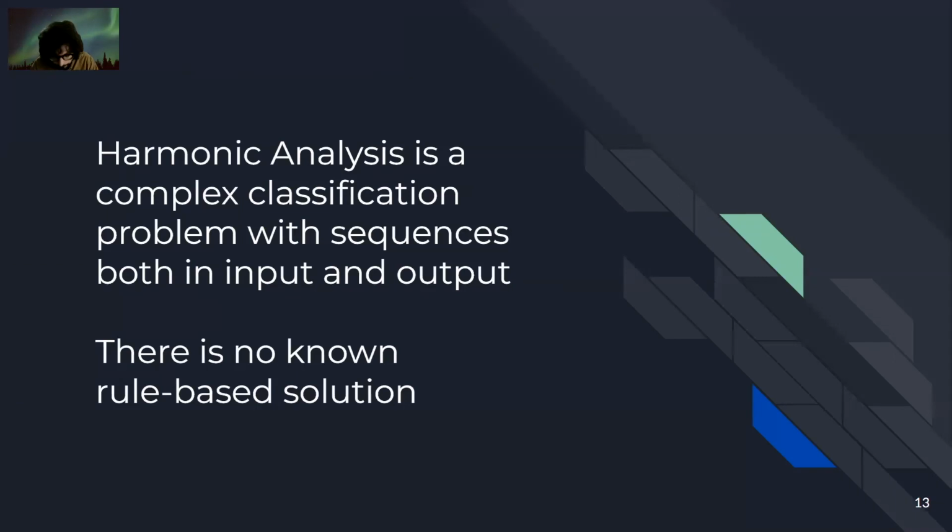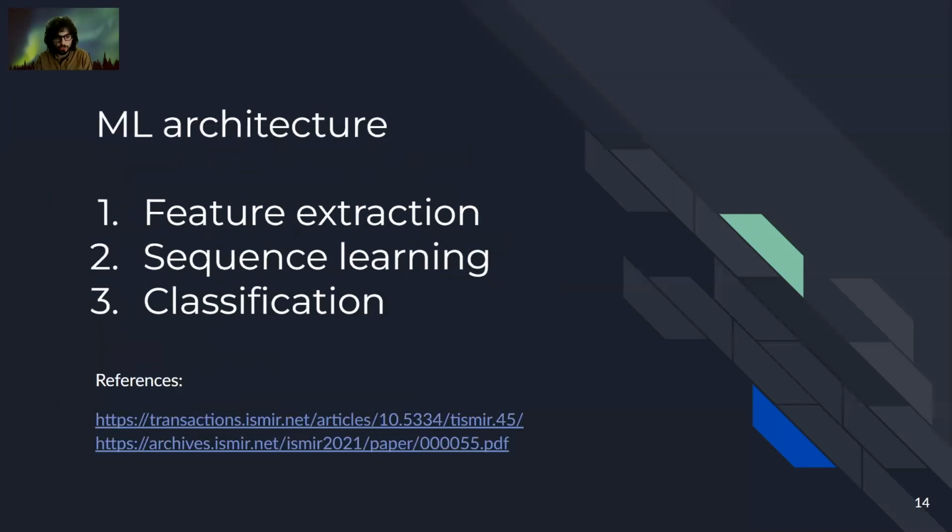So we have made an abstract analysis of this problem. There is no rule-based solution, and the way we are approaching it is in these 3 steps. The first step is feature extraction, then there is sequence learning, and then there is classification. These are the 2 references of the 2 papers that I published previously with other colleagues, going into detail on what I'm going to discuss following this.